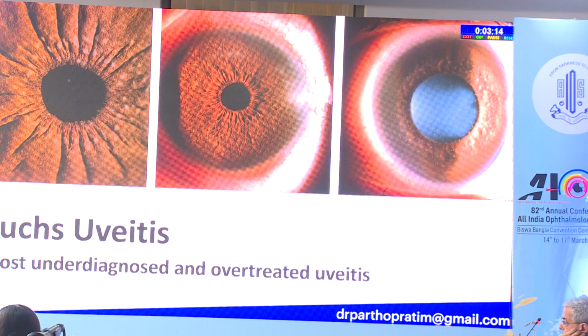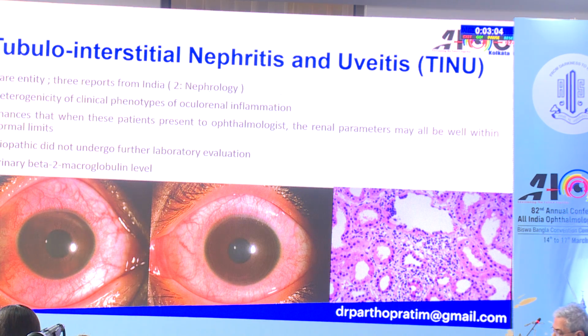So in darker individuals, you can't appreciate that heterochromia. So you have to look for the loss of fine iris pattern, KPs and various other findings. Another anterior uveitis is tubulointerstitial nephritis and uveitis.